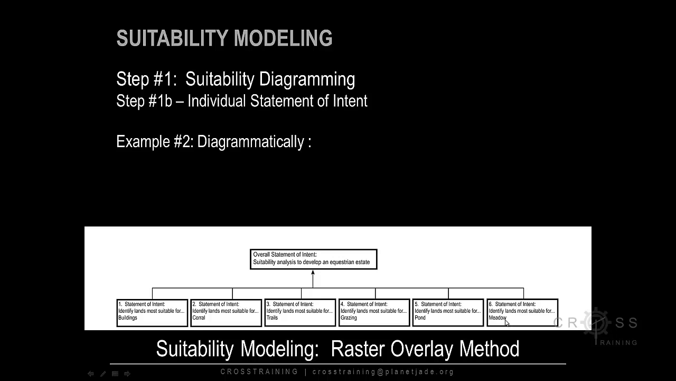Notice how the arrows point up. So we're starting at the top of our diagram and working our way down, but the arrows are pointing up. And the reason why is because once we move over towards ArcGIS, we'll start at the bottom of our diagram and work our way up to the top.